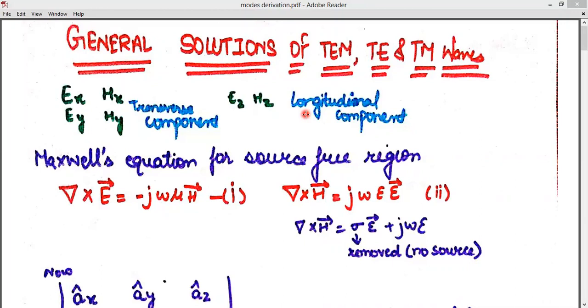So before proceeding to the derivation of the rectangular waveguide, we will first understand the general equations, how we derive the different modes. So basically what we are going to do in this lecture, so let's start with this. We are going to derive exactly the transverse field in terms of longitudinal components.